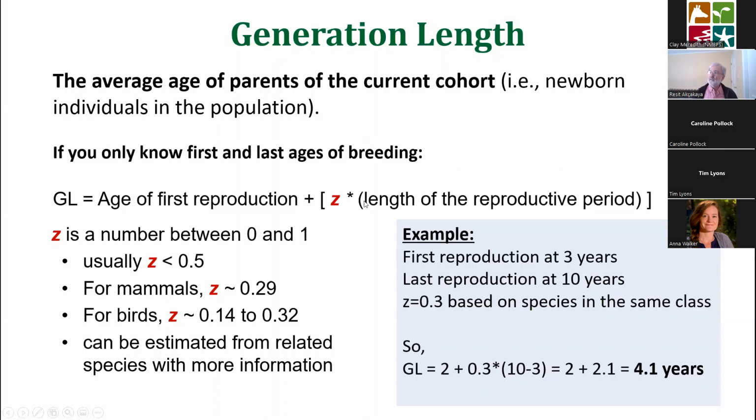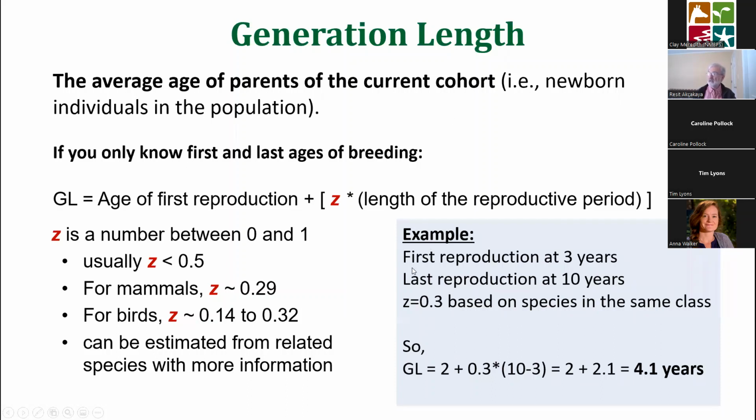You multiply the length of the reproductive period by a number that we call Z and add the age of first reproduction. Z is a number between 0 and 1, usually less than 0.5, and you can use this value from similar species. So for mammals, for instance, there is a paper referred to in the guidelines that calculated an average for all mammals of about 0.29. And there's another paper for birds, which calculated the average based on age of first reproduction to be between 0.14 and 0.32. So it can be estimated from related species with more information.